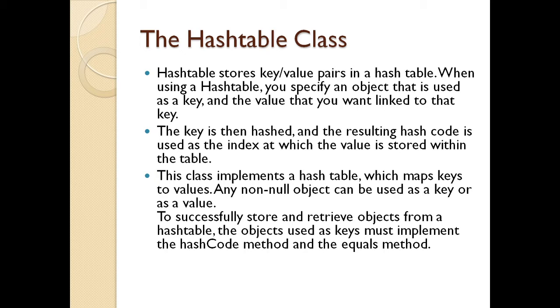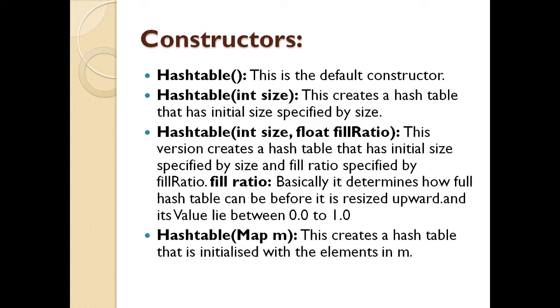Now we will see how do you create a hash table. What are the constructors of the hash table? First is the default constructor which will create a default hash table. Second, we can create a hash table by specifying the initial size, Hashtable(int size). We can also create a hash table by the constructor int size and float fill ratio. This version creates a hash table that has an initial size specified by the size and a fill ratio.